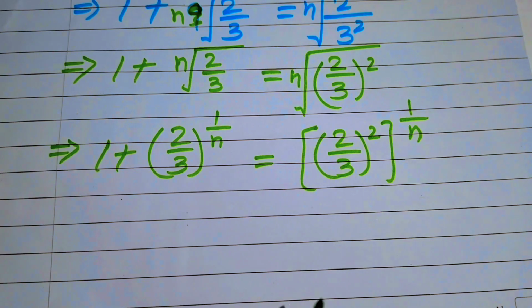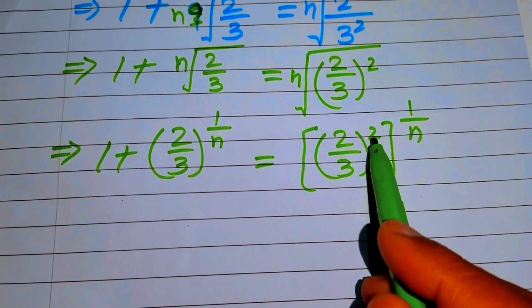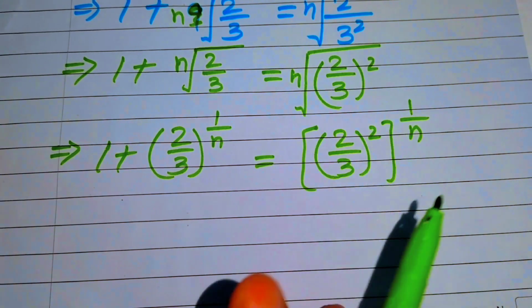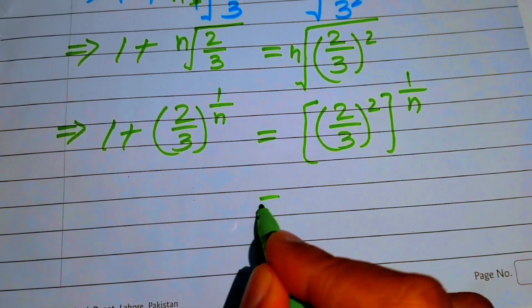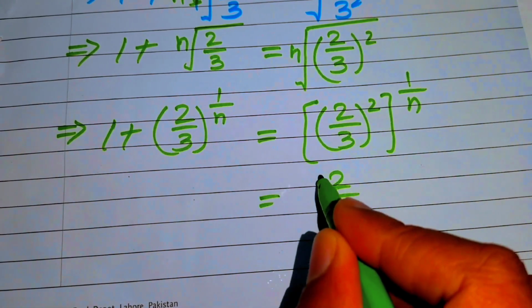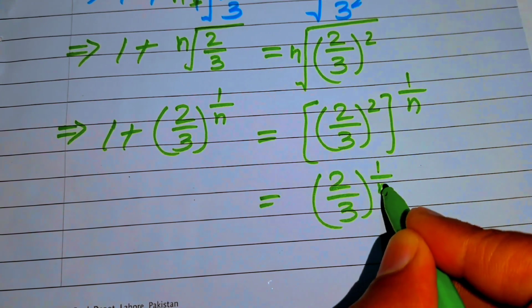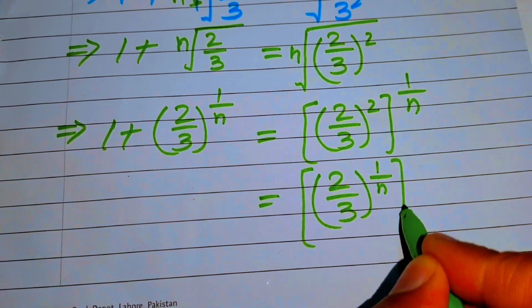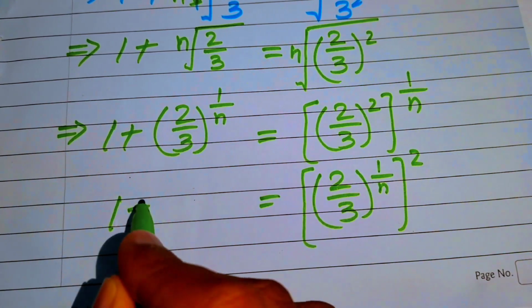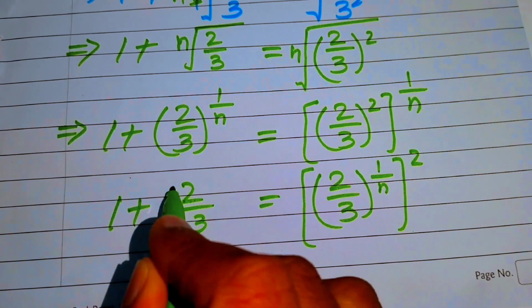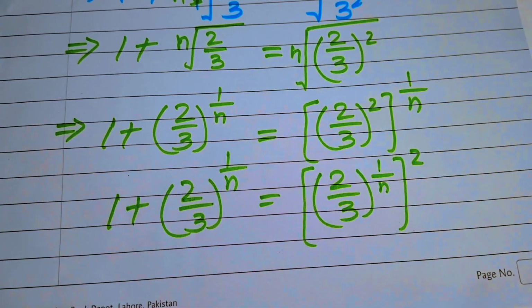And now in the right hand side we can exchange these two exponents, and we write it as 2 over 3 to the power 1 over n, and its whole square, and in the left hand side we have 1 plus 2 over 3 and its whole power 1 over n.